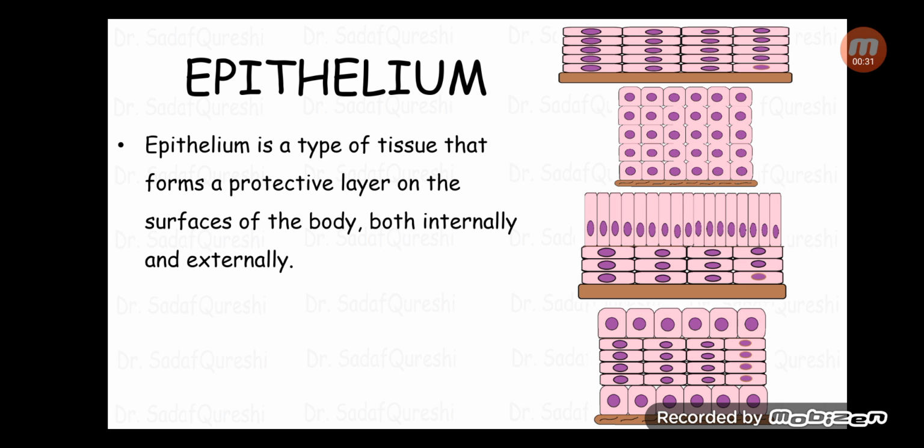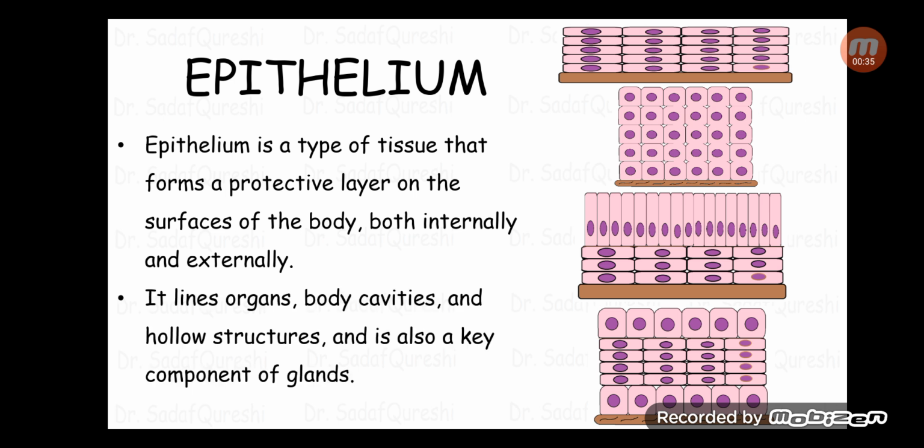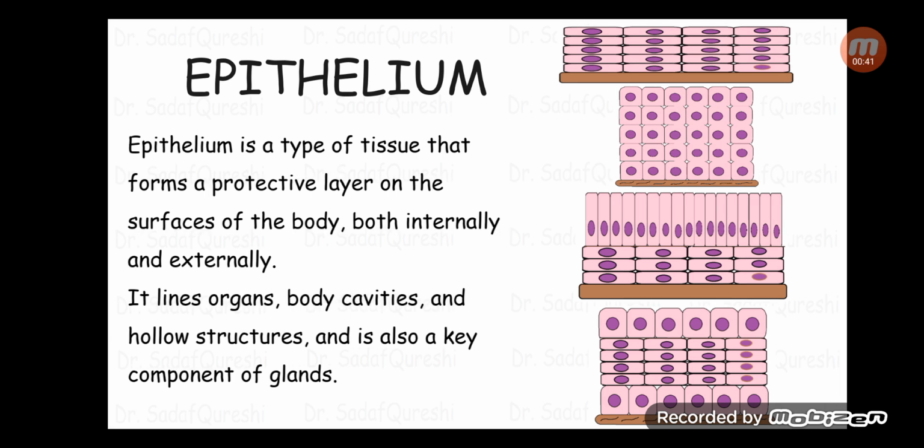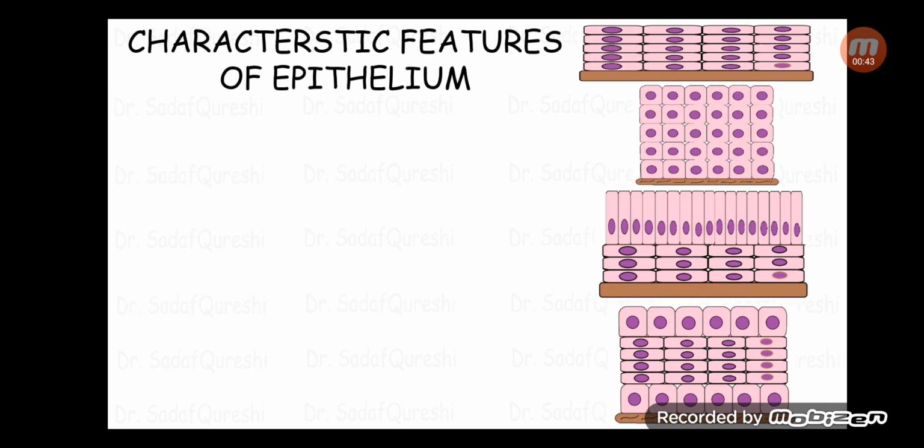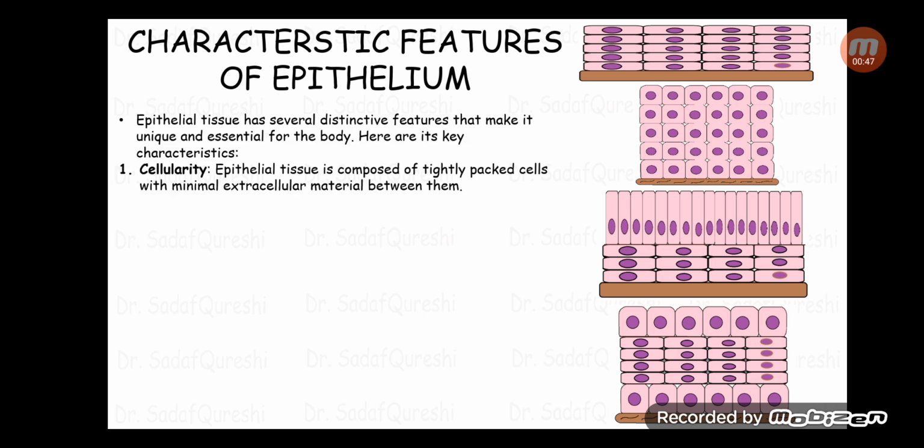Epithelium is a type of tissue that forms a protective layer on the surface of the body, both internally and externally. It lines organs, body cavities, and hollow structures, and is also a key component of glands. Now let's talk about characteristic features of epithelium a little bit. Characteristic features of epithelium include cellularity. That is, epithelial tissue is composed of tightly packed cells with minimal extracellular material between them.